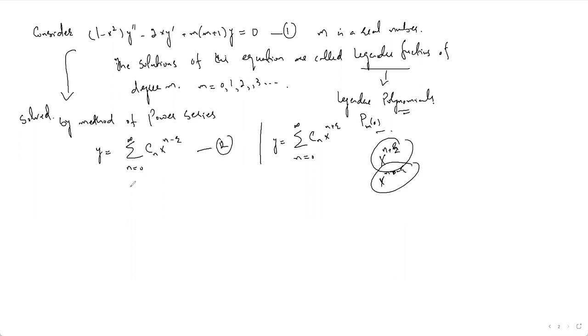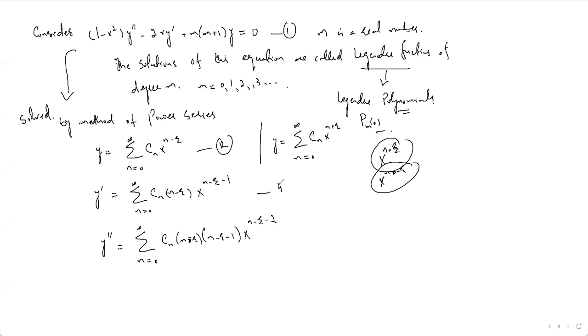You can name this as equation two. Similarly, after differentiating this particular equation, you know that y prime will be equal to summation over n running from 0 to infinity of cn (n minus r) x raised to power n minus r minus 1. Now taking the derivative again with respect to x, y double prime will be summation n running from 0 to infinity of cn (n minus r)(n minus r minus 1) x raised to power n minus r minus 2. Name this as equation 3, this as equation 4.